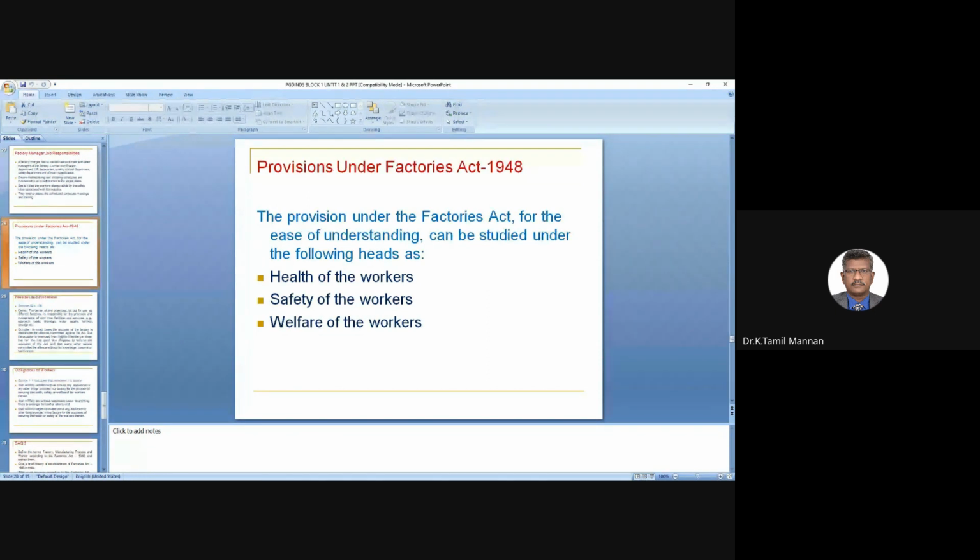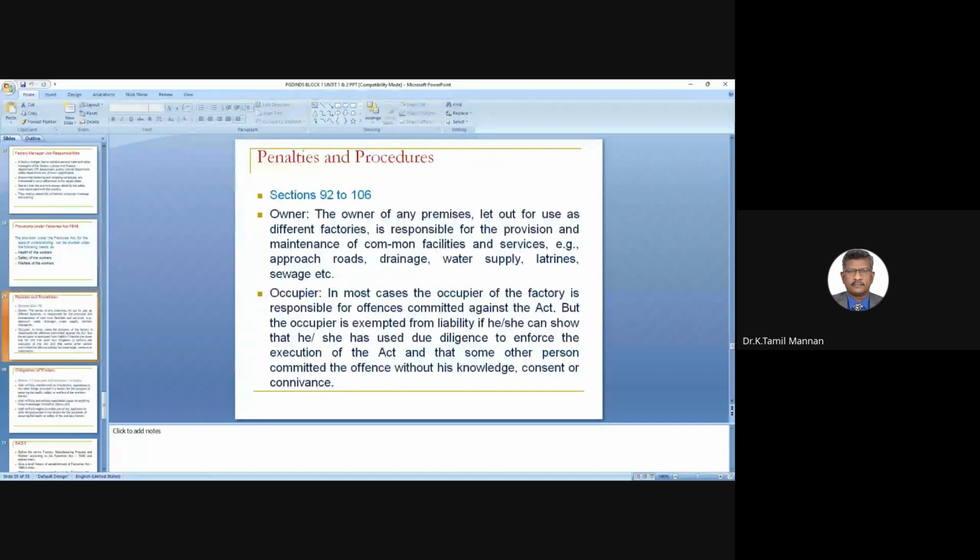The provisions under the Act 1948 can be studied under the following heads: health of workers, safety of workers, and welfare of the workers. Mainly the Factory Act 1948 focuses on health, safety, as well as welfare of the workers. It also defines penalties and procedures.